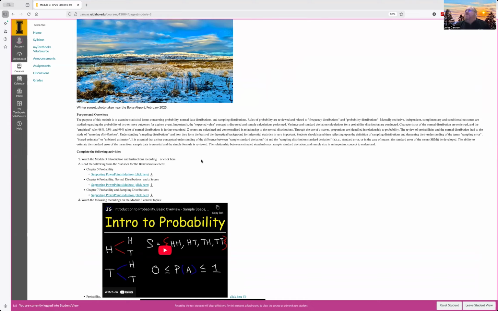Characteristics of the normal distribution are reviewed, and the empirical rule of 68%, 95%, 99% of normal distributions is further examined. Z-scores are calculated and contextualized in relationship to the normal distribution. Through the use of z-scores, proportions are identified in relationship to probability. The review of probabilities and the normal distribution lead to the study of sampling distributions.